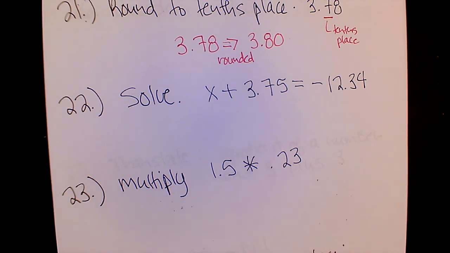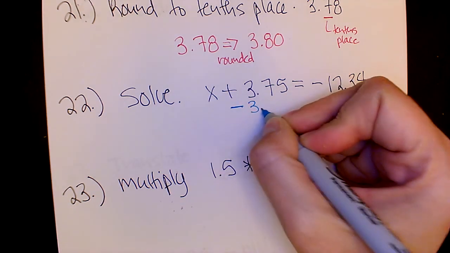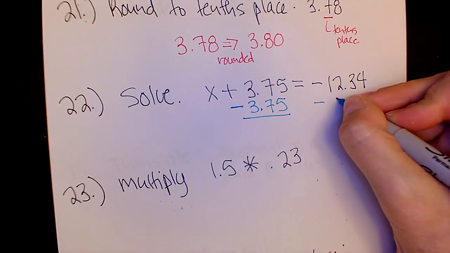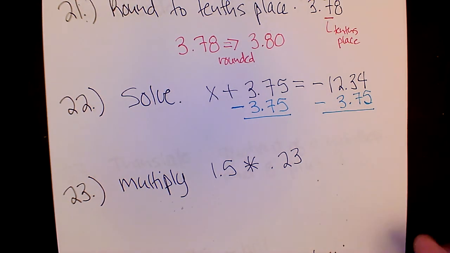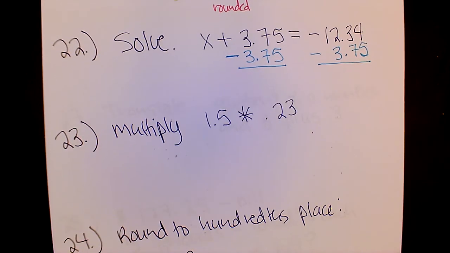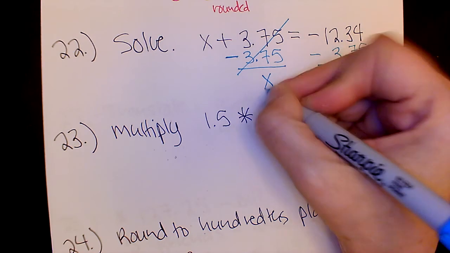And what's the opposite of adding 3.75? Well, the opposite of addition is always subtraction. So I'm going to subtract, and what I do to one side, I need to do to the other. So these cancel out.